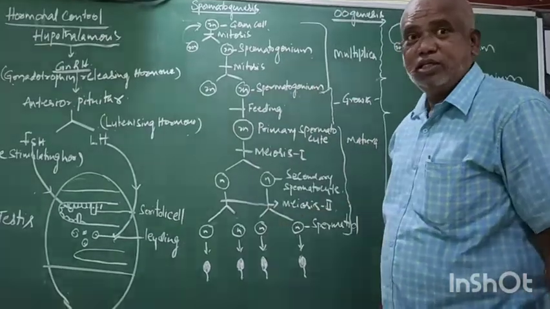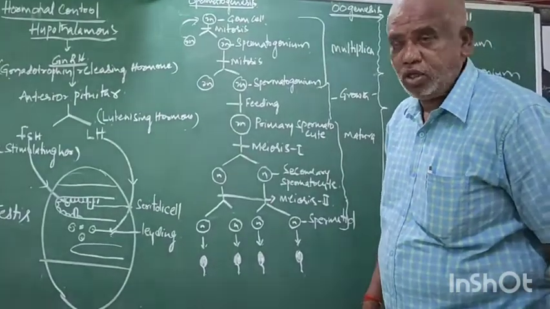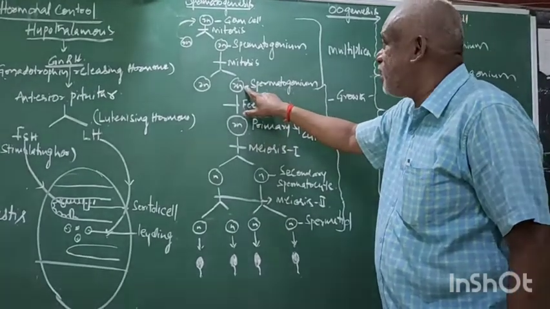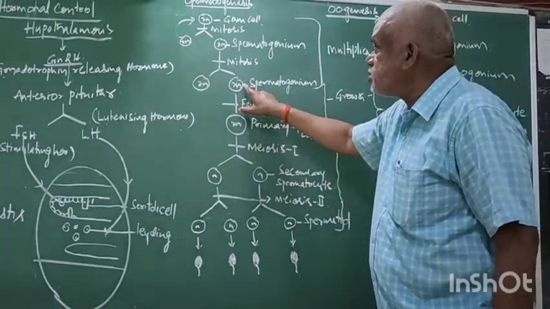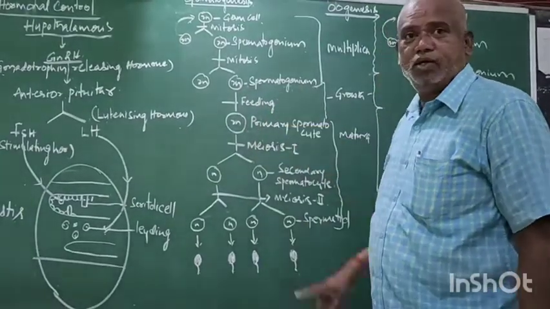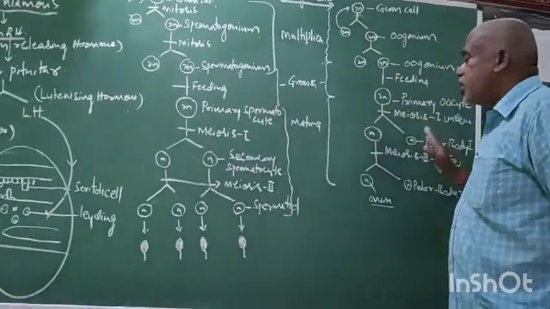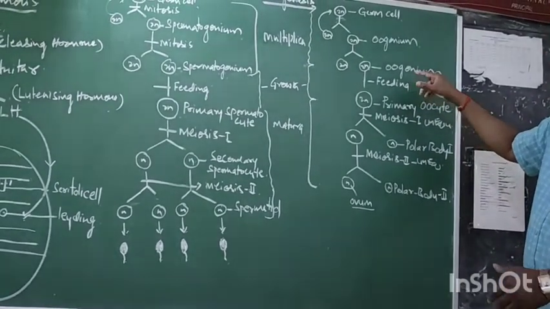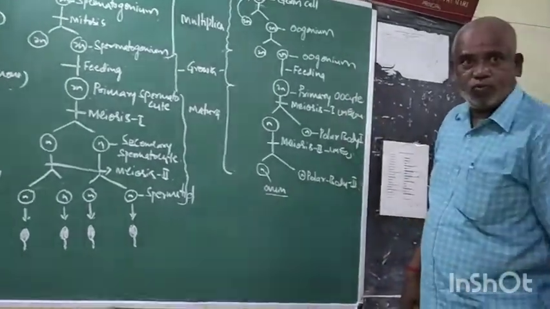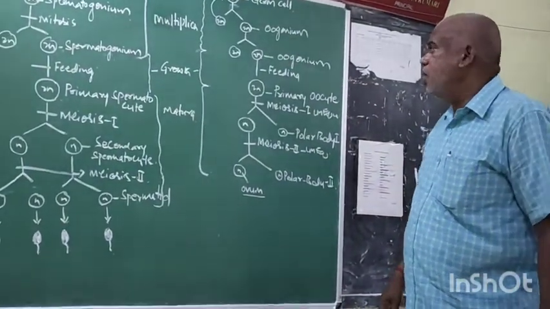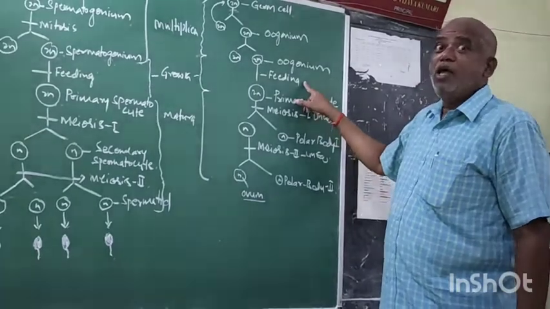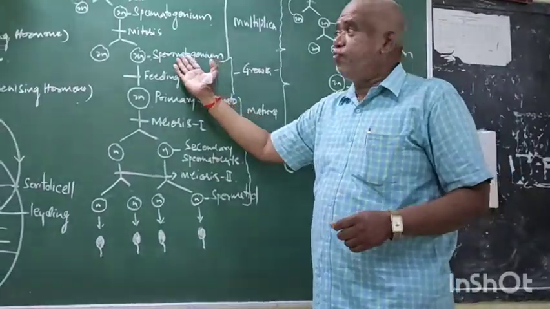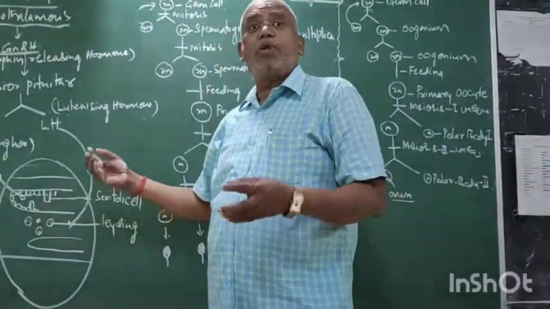In the schematic representation, here it is diploid, and here it is also diploid, but this one is small in size and this one is large in size. How does the small one become large? By feeding. So this feeding stage is also there in oogenesis. Now these are the oogonia. Some of the oogonia stop the division and undergo feeding. But here, what does it feed on? Here, the Sertoli cells supply the food.